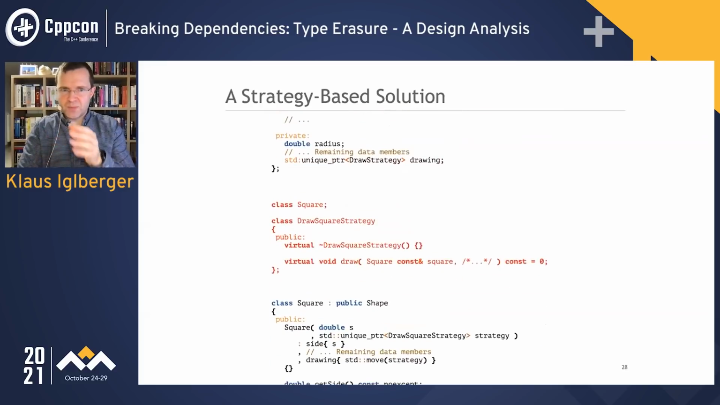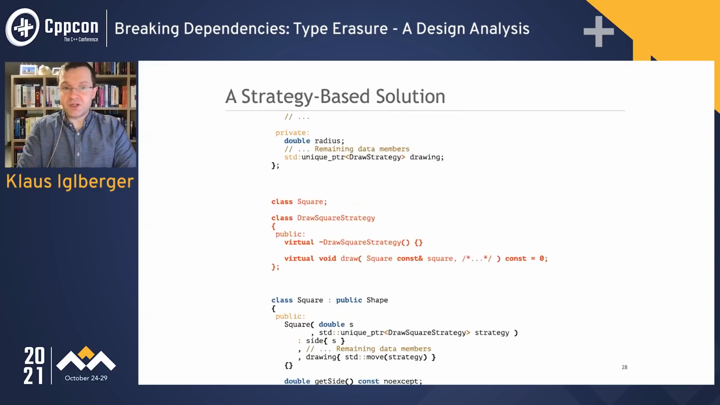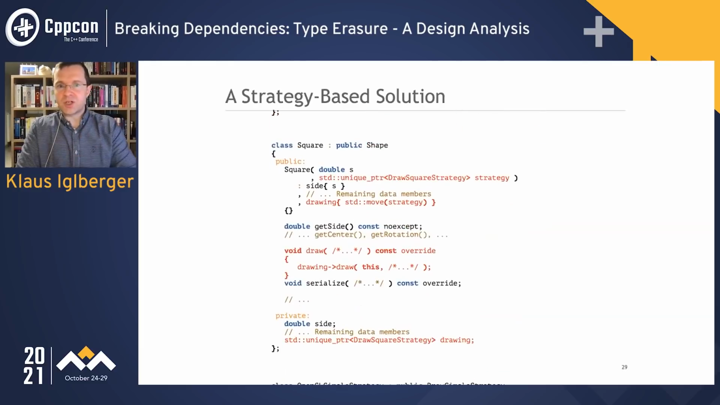Okay, and then just to make it complete, of course, we need another draw strategy for square. And yes, indeed, we need another class, else we artificially couple circle and square together. That must not happen. So I need another base class, draw square strategy, basically the same thing as before, and square is implemented in terms of the draw square strategy. In a constructor, potentially also setter, I get a unique pointer to draw square strategy. I move it into my data member, and I use that whenever draw is called.